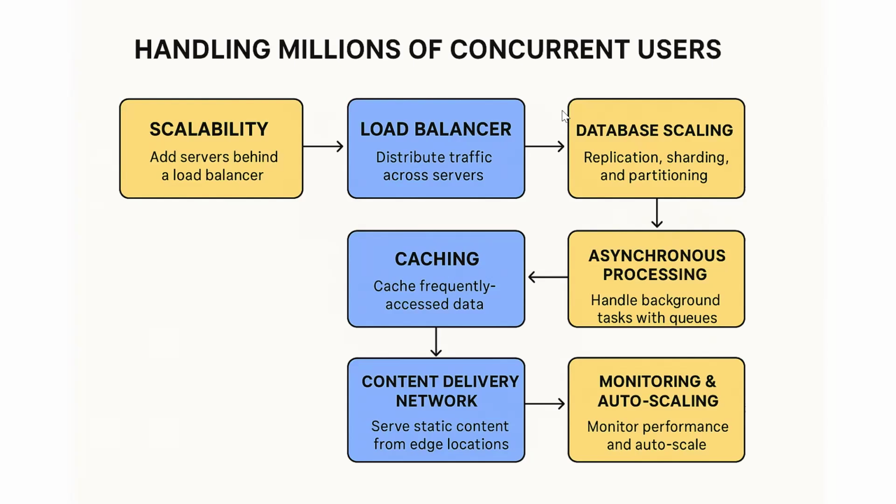To summarize, handling millions of concurrent users is not about a single trick. It is a layered approach. Scale out with multiple servers, balance traffic with load balancers, optimize the database, use caching for speed, process heavy tasks asynchronously, use CDNs for global reach, and finally monitor and autoscale for reliability. This combination ensures that our system can serve millions of users smoothly without downtime or bottlenecks.